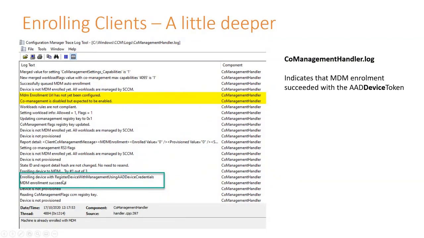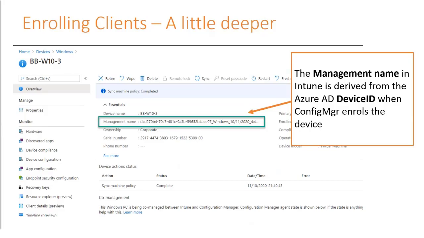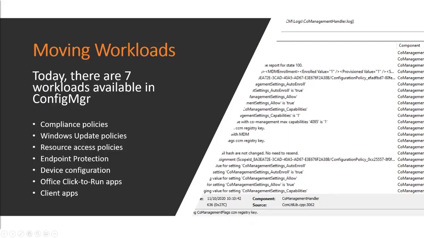Okay, we saw in the log file that the Azure Active Directory device credentials were used to enroll that device into Intune. And we just showed you the registry keys that you would see on your endpoint when ConfigMgr does that enrollment. And just one other thing to point out, some of you may have questioned why the management name appears as a long GUID. Well, if ConfigMgr handles the enrollment, then the management name will be the device ID from Azure AD that gets populated into the management name. So that's why that happens.